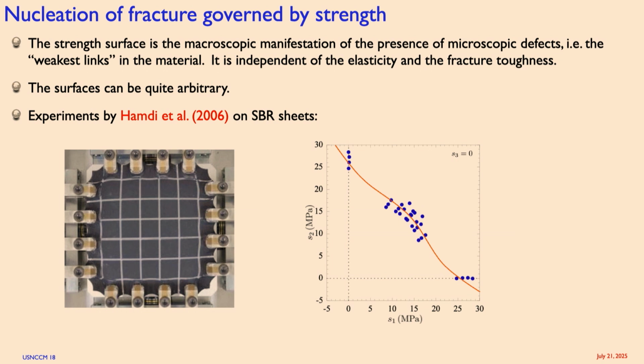And the strength surfaces can be quite arbitrary, right? All we know is that they're star convex, okay? But in stress space, they need not be convex, right? And so these are examples on a synthetic rubber, a sheet, again, plane stress, subjected to biaxial states of stress, okay? And because of the presence of the microscopic defects, the data has a stochastic element to it, right? So each of the experiments, there's some distribution there.